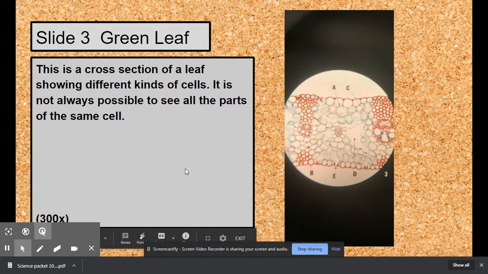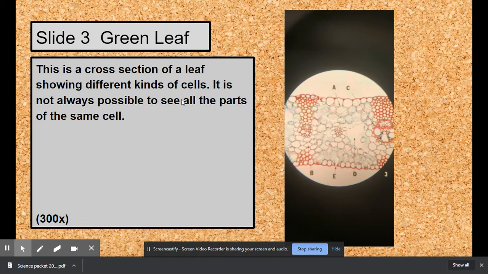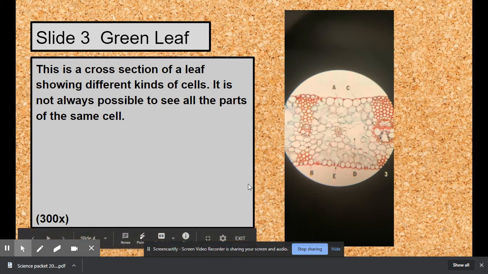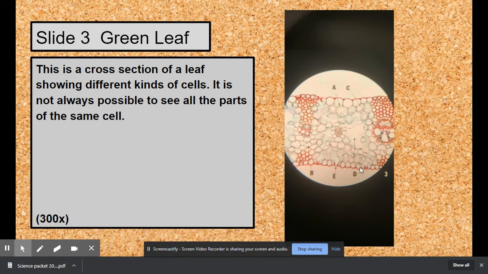This is a cross section of a leaf showing different kinds of cells. It is not always possible to see all the parts of the same cell. So you can take a look there. You go ahead and pause your video. This was magnified at 300 times. So pause it and then try to draw this the best that you can on your paper.